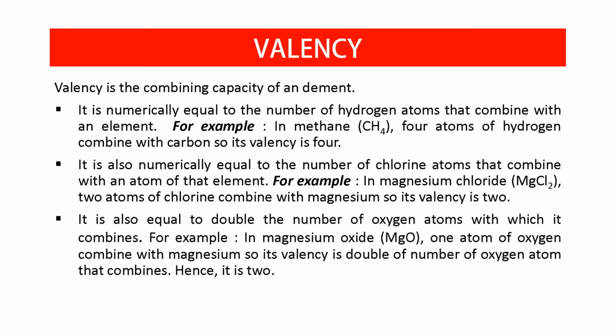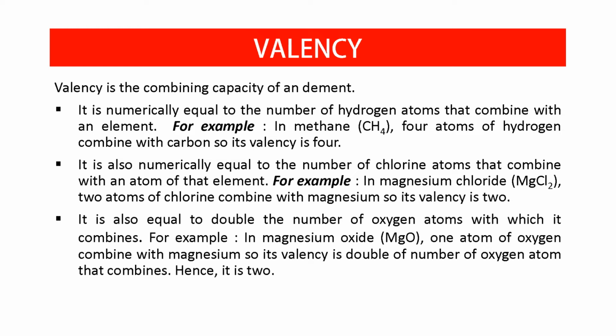So the number of chlorine atoms combined to that element is called the valency. Here you can see 2 chlorine atoms combined with magnesium. So the valency of magnesium is 2. And the third rule, valency is numerically equal to double the number of oxygen atoms combined with the element. Means double the oxygen atoms. So keep it in mind, it's double the oxygen atoms.